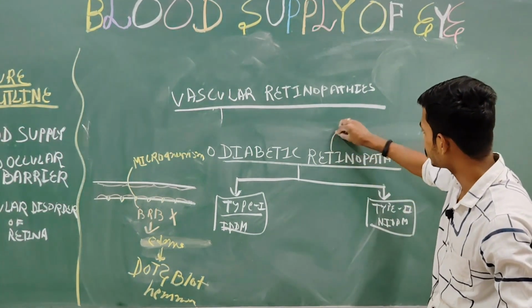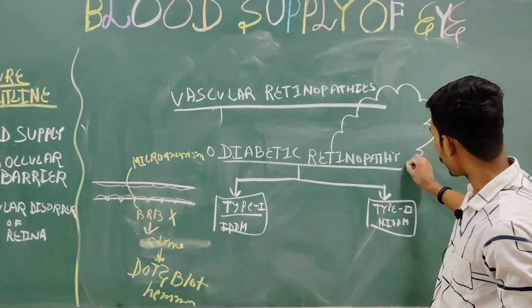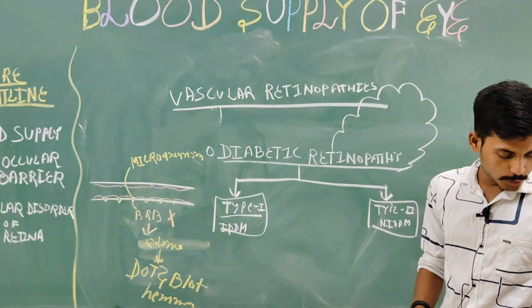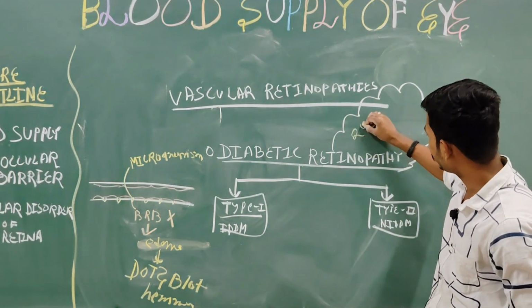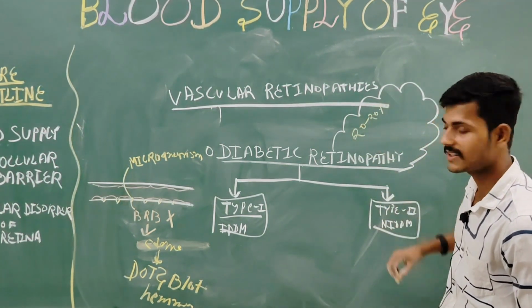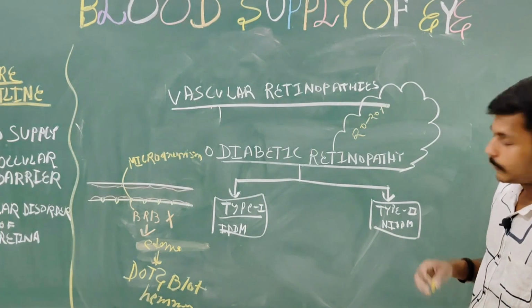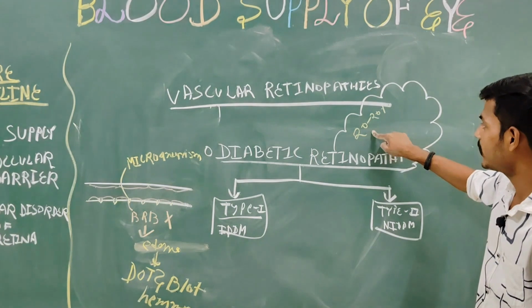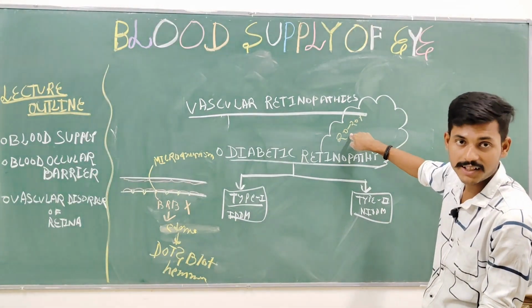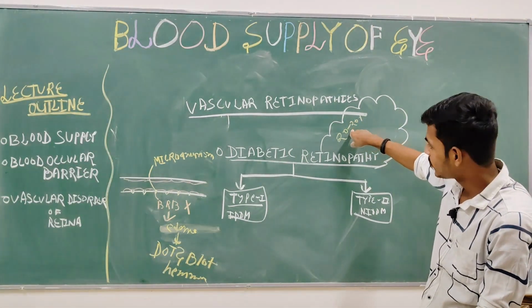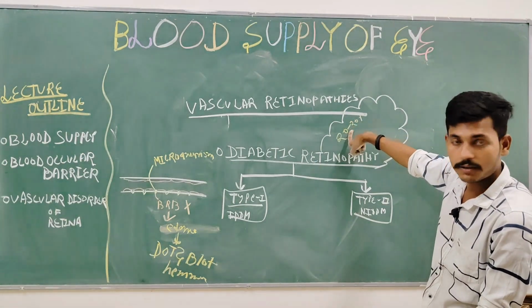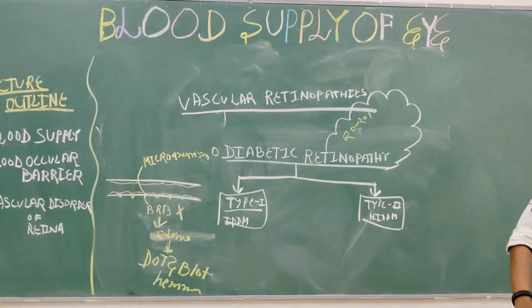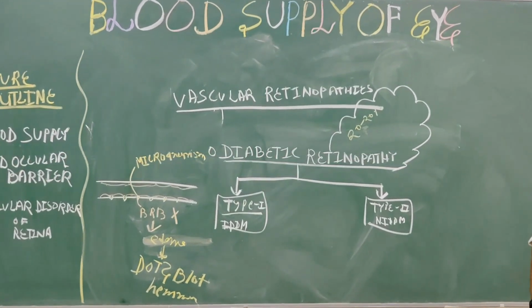First of all, diabetic patients have a 20 to 25% higher chance, compared to normal people, of developing retinopathy and blindness. Let me repeat it once again. Diabetic patients have a 20 to 25% higher chance of developing diabetic retinopathy as compared to the normal population. Understood? Any problem?